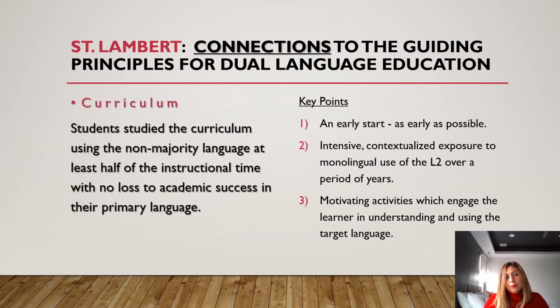Connection 2, curriculum. The students studied the curriculum using the non-majority language at least half of the instructional time, with no loss to the academic success in their primary language. Some of the key points here is that it was an early start, as early as possible. Intensive, contextualized exposure to monolingual use of the L2 over a period of years. And motivating activities which engage the learner in understanding and using the target language.